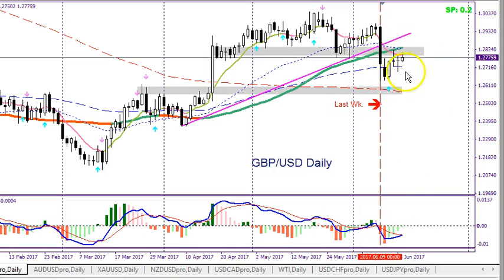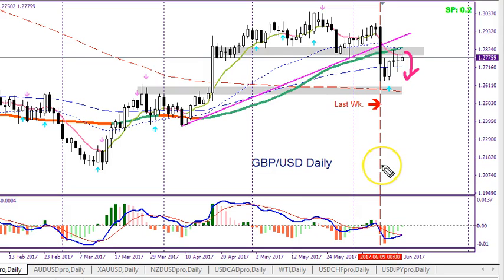So this is called a pullback phase after a huge downward movement. We have a pullback, and now we can see whether the pullback is finished, and price will continue to come back down like this. Okay, so my bias is to the downside.